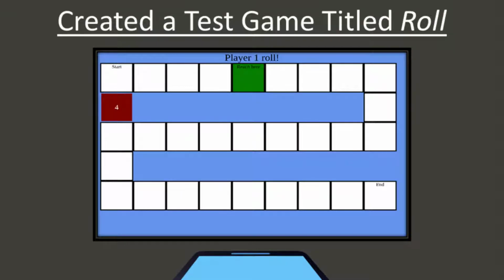With the library completed, I decided to test it using a simple race to the end game I created called Roll. For this game, players would simply tap the die on the screen to roll it, and then move their token to the space marked on the screen. The game would only progress if the correct token was placed on the space.